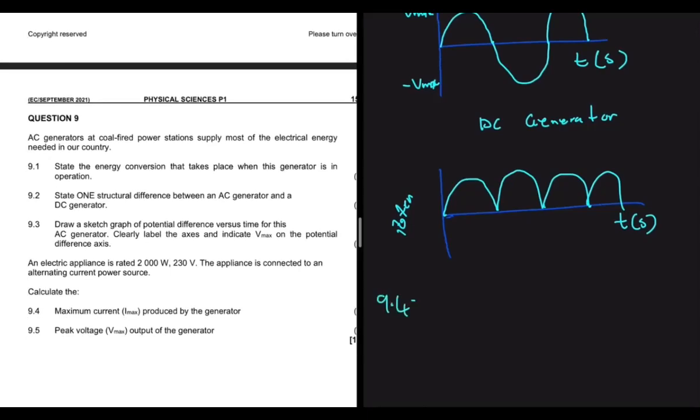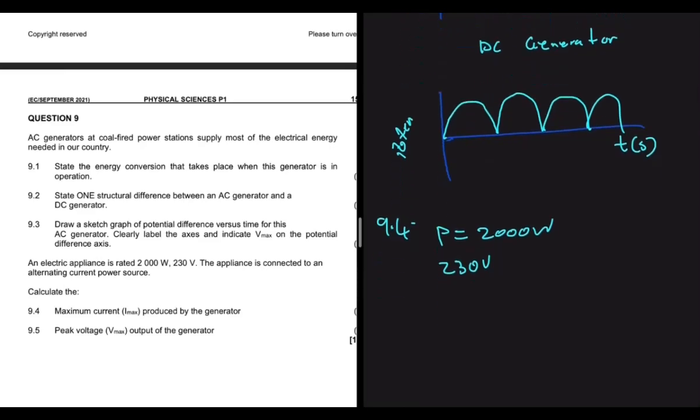So 9.4 states that an electric appliance is rated 2000 watts, right? So we know that we measure power in watts. So as soon as I see 2000 watts, I'm writing P is equal to 2000 watts. And then it goes on to say that we also have another rating, which is 230 volts, right? And then it goes on to say that the appliance is connected to an alternating current power source. Okay, and then what we are asked to do is to calculate the maximum current. So we are looking for Imax, right?